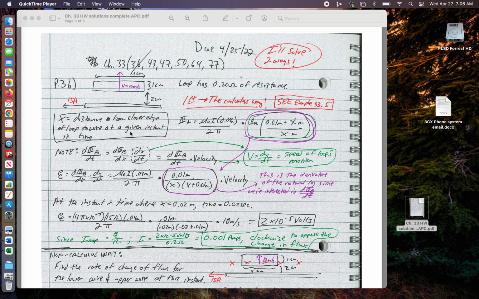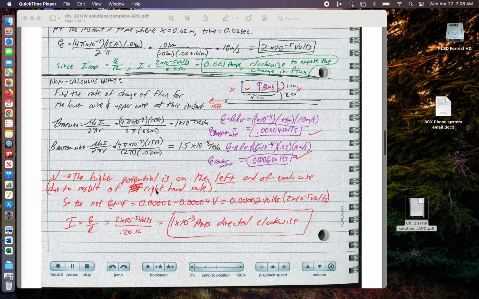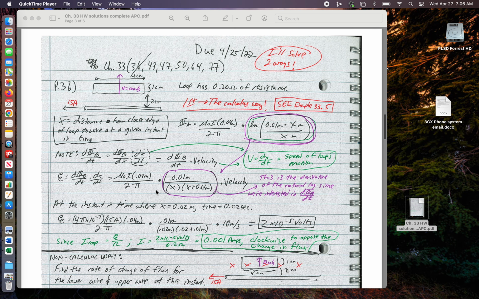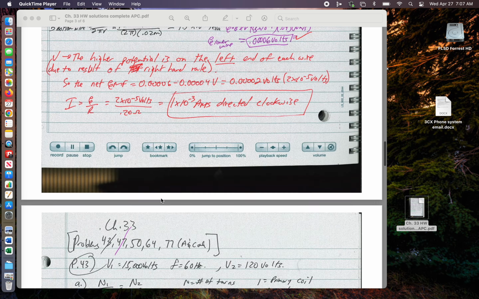We're thinking x was the distance to the closer part of the loop of wire, so this is x plus 0.01 over here. And it gets you the same result as the way that I did it in class, the non-calculus way. So when you make fun of me for doing things and taking long, that's because I'm showing you steps and because I've got more than one way to do things.